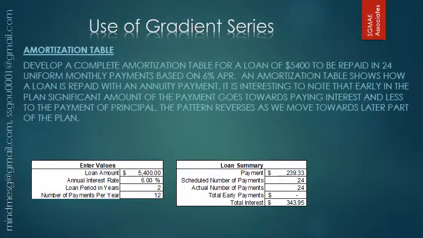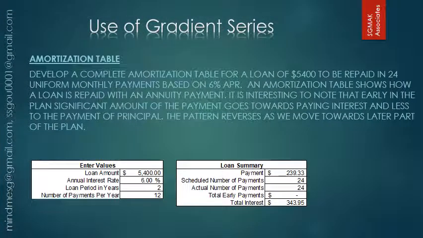An important concept is the amortization table. It simply shows how a loan gets repaid. So you are repaying a $5,400 loan in 24 monthly installments. You're paying at 6% APR. An amortization table shows how the loan gets repaid. Okay, we can find out. You can see that initially you pay more towards interest, little towards principal, and then it catches up later on.